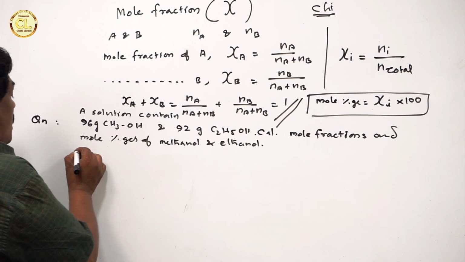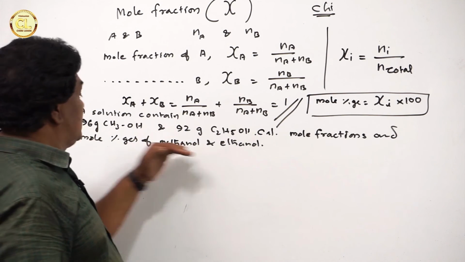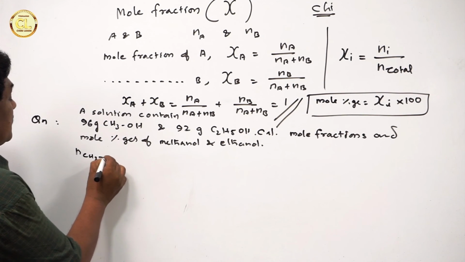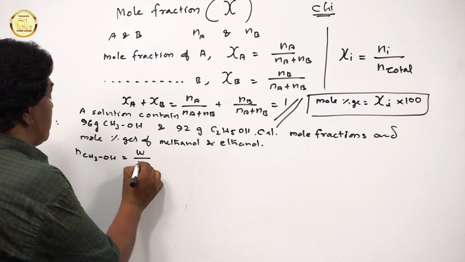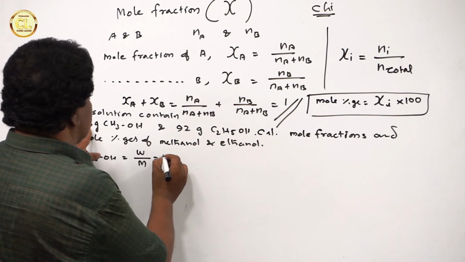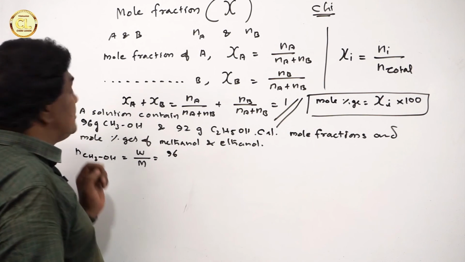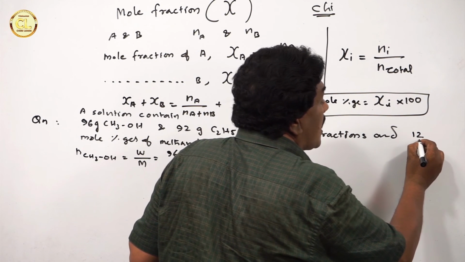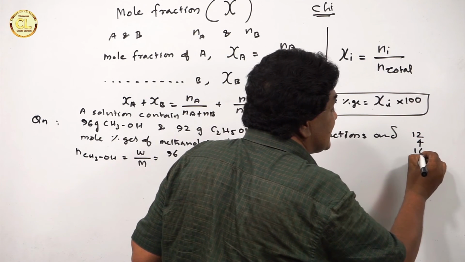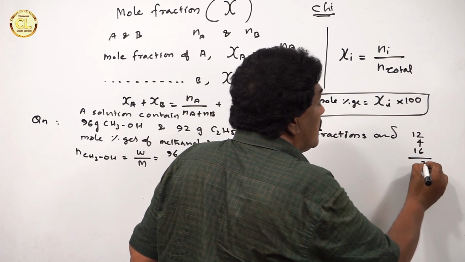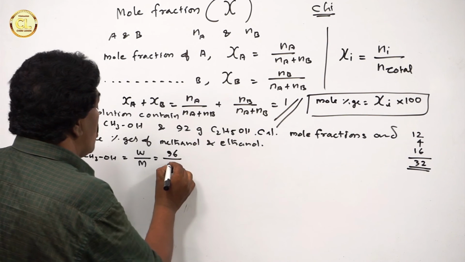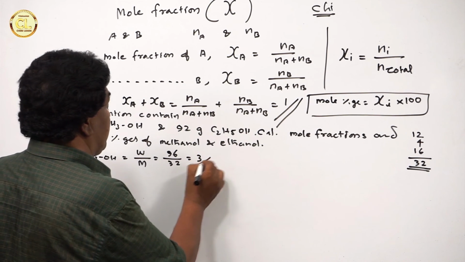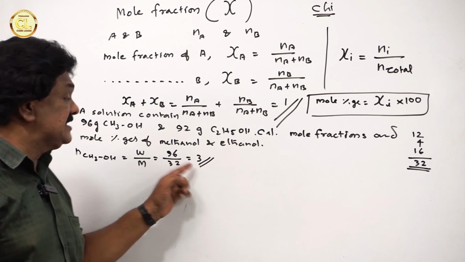Now, first of all, we have to calculate the number of moles. Here we are supplied with only mass. So, number of moles of methanol is equal to mass of methanol by molecular mass. Mass of methanol is 96. Now, what is the molecular mass of methanol? Carbon 12, hydrogen 4, oxygen 16, so 32. That is, the molecular mass of methanol is 32. So, 96 by 32 is equal to 3. Therefore, the number of moles of methanol in the solution is 3.